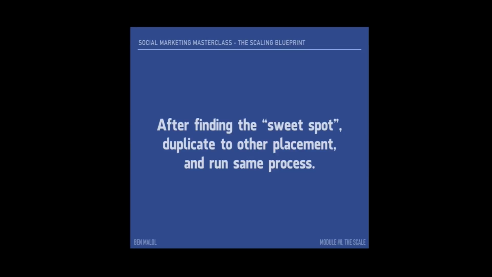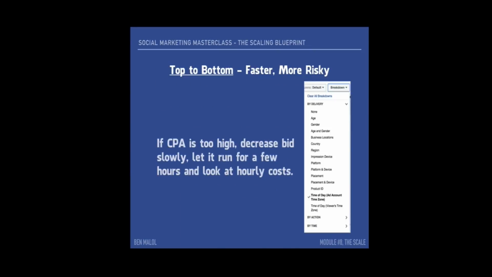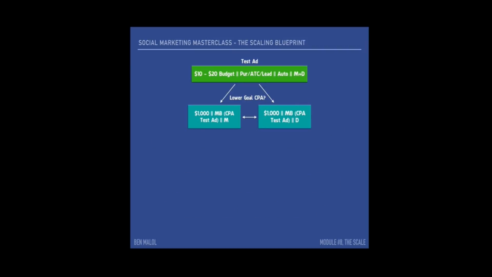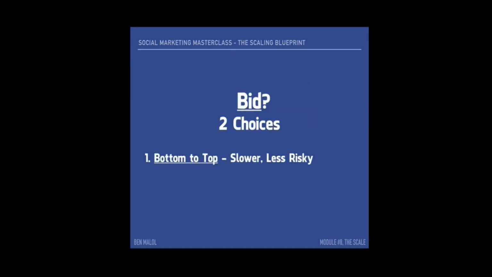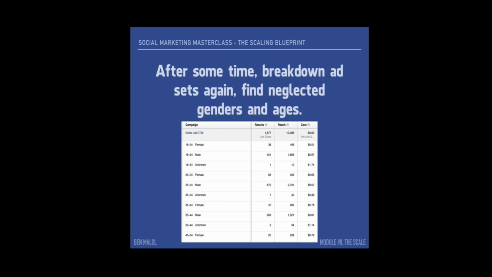So duplicating to the other placement, right? Let me show you that slide from the beginning. So here, you duplicate it to mobile. You remember we set up the mobile, right? And that worked, and we got to a sweet spot. We're going to duplicate that to only desktop. Same ad, same exact thing. And we're going to go through the same exact process that we just went through.